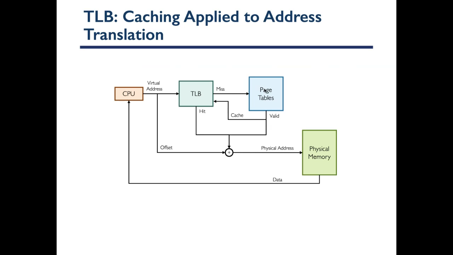If what we want is in the page table, if the address is translated and is valid in the page table, then you first of all cache it. Second, you use it to go to physical memory. And if it is invalid, then you raise an exception.